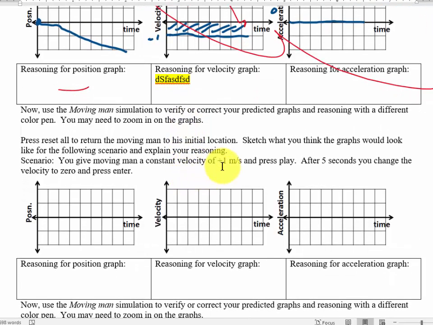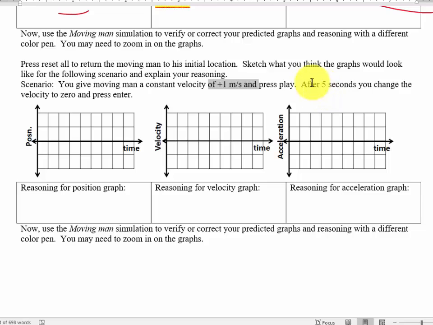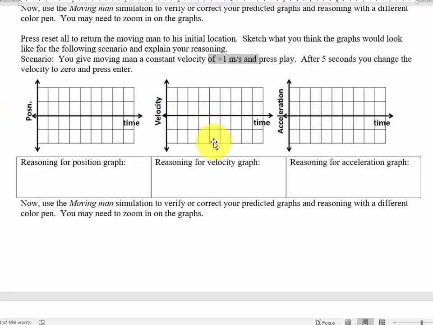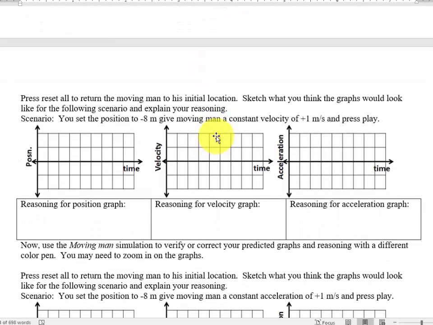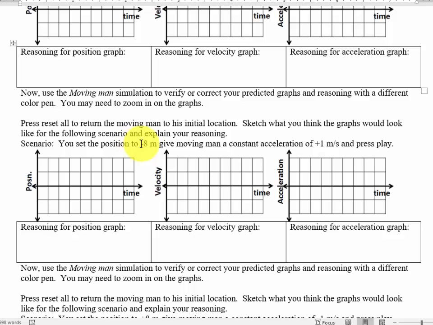Then what we're going to do is come back here, and we're going to give him a velocity that is now positive. And then after 5 seconds, I have you change the velocity to 0 and press enter. So sketch what you think these graphs will look like. Then I'm going to have you set the position to -1 and give a velocity of constant +1. Same deal.